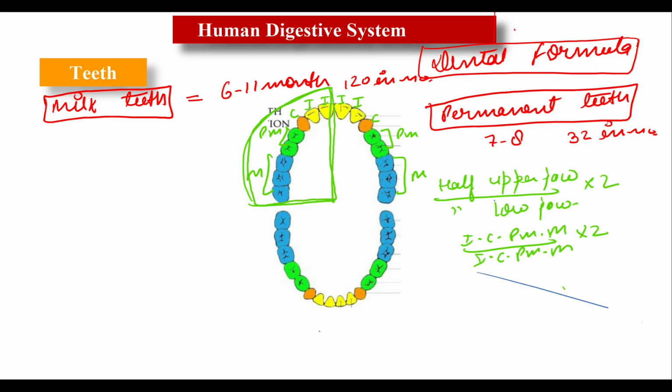Okay, so how many incisors are present in half of the upper jaw? 2. Very good. How many canines are present? 1. How many premolars are present in half of the upper jaw? 2. How many molars are present in half of the upper jaw? That is 4. Okay, now the same thing is present in the lower jaw also. Then multiply it by 2.